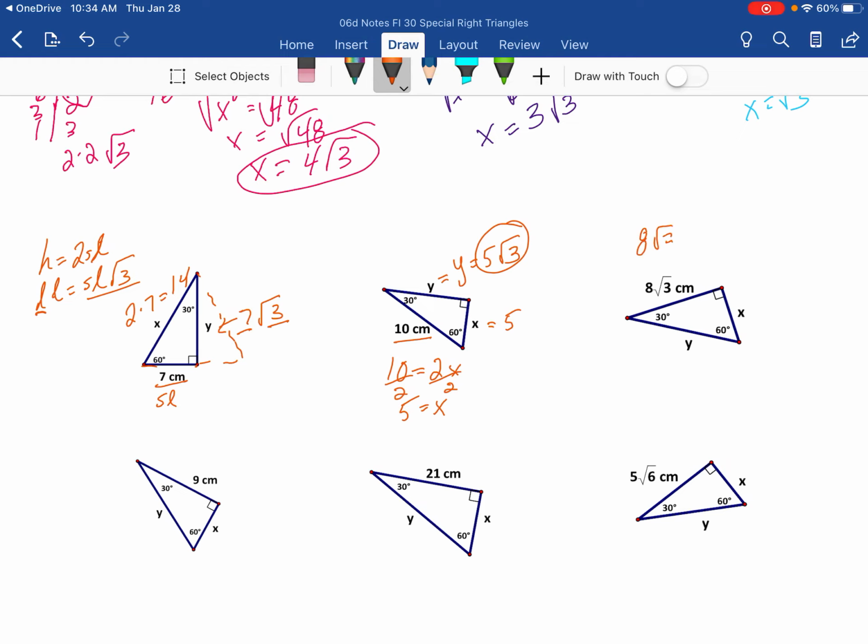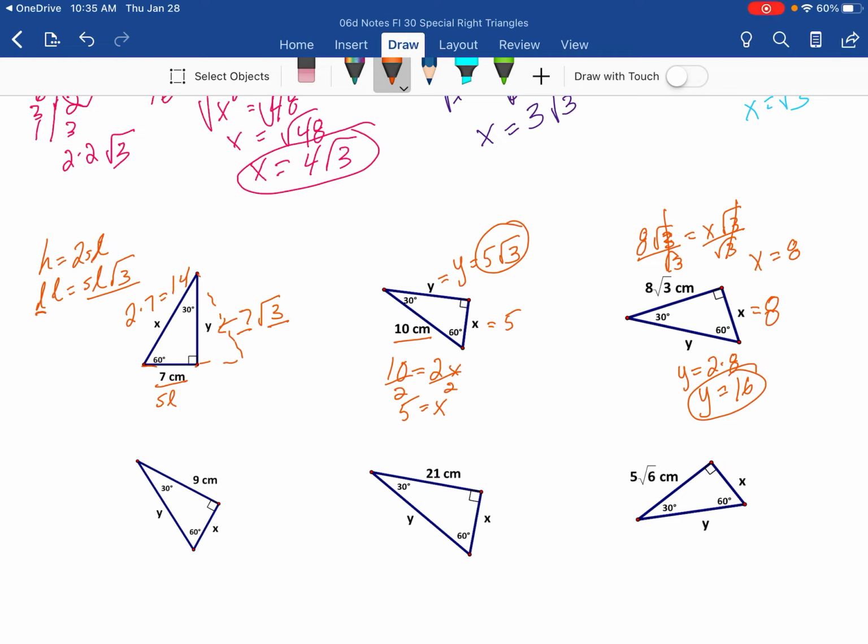In this case, I'm given my long leg. My long leg is equal to my short leg times radical 3, so I can divide each part by radical 3. The radical 3's divide out, and so x must be equal to 8. And I think you'll start to see that your short leg is always the key. I know my hypotenuse is equal to 2 times my short leg, so my hypotenuse, which is y, has to be equal to 16.